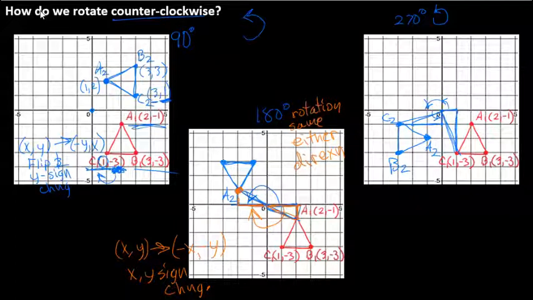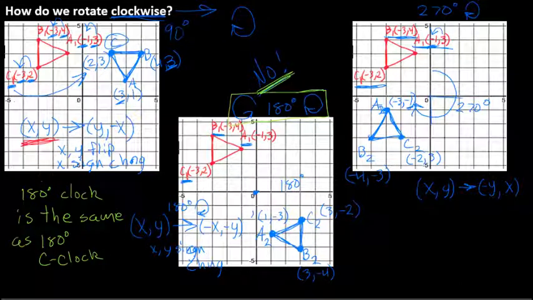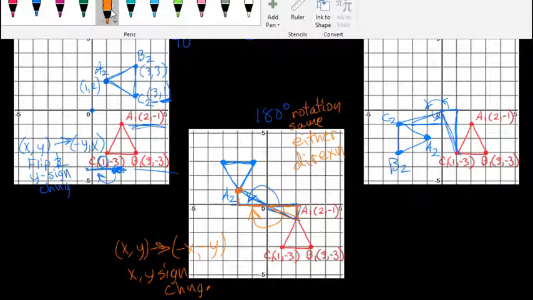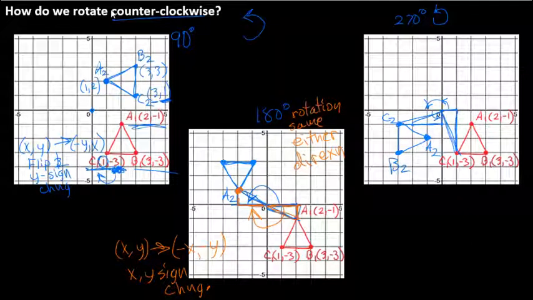Now, what is our numerical pattern? Before we do that, this ought to look familiar. Let's back up for a second. Let's look at 90 degrees clockwise. When we go 90 degrees clockwise, it's actually the same thing as 270 degrees counterclockwise. Okay, so just to prove a point, let's try that.